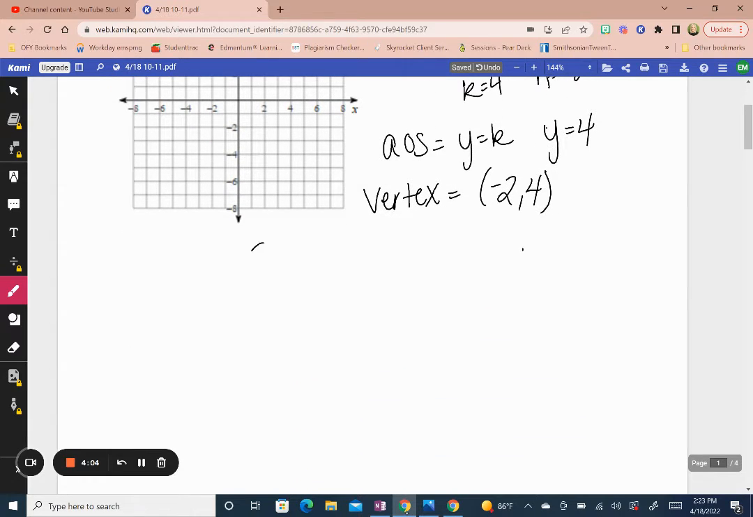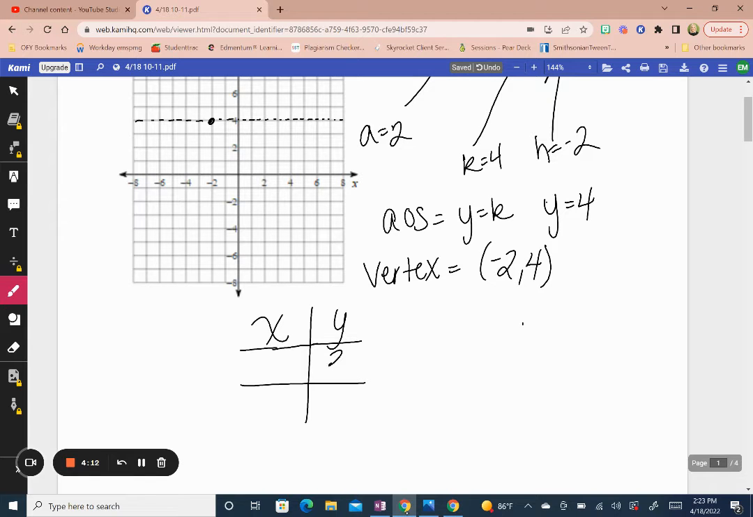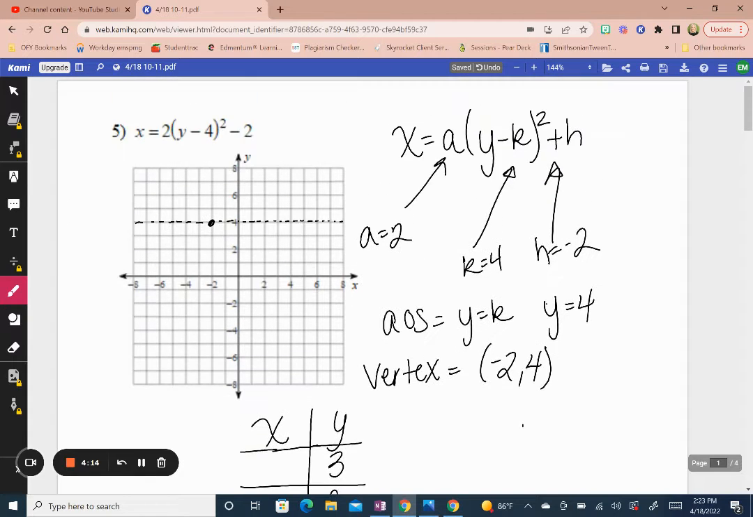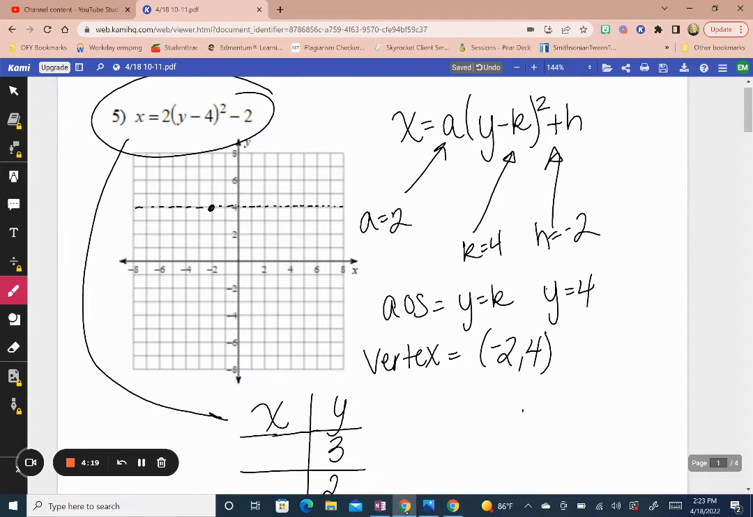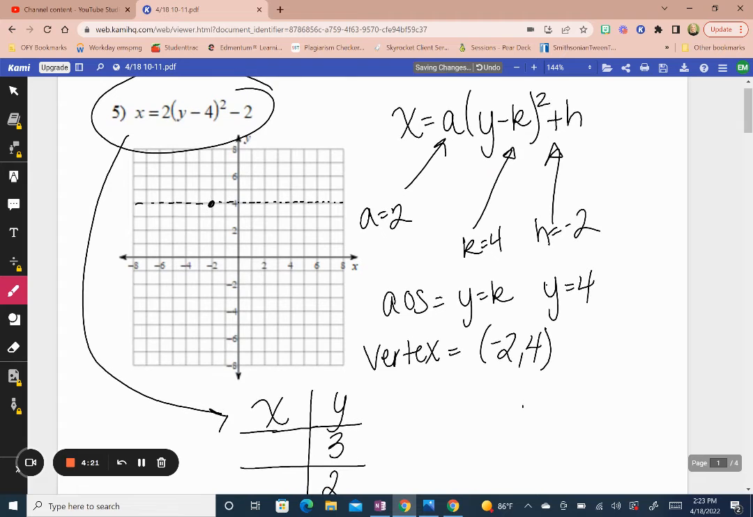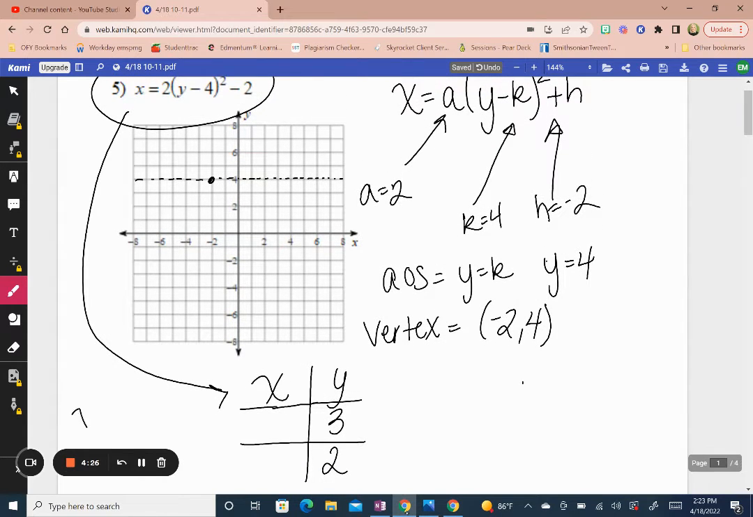Okay, so let's do a chart of x and y. Like I already said, the y's I'm choosing are 3 and 2. In order to find the x values, I need to put this equation into here. So it's going to be x is equal to 2. I'm going to replace my y right here with my 3: 3 minus 4 squared minus 2.